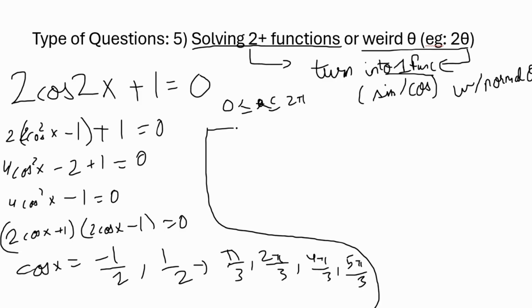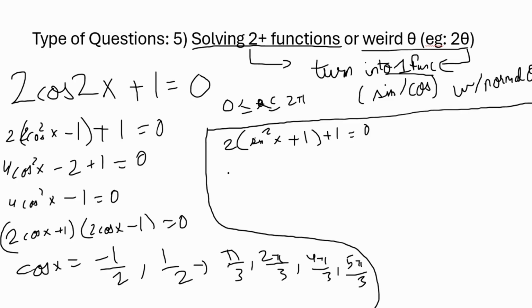The only thing that might confuse you is the difference of squares. Okay, because it becomes 2 times (1 minus 2 sine squared x) plus 1 equals 0. 2 minus 4 sine squared x plus 1 equals 0. So it becomes negative 4 sine squared x plus 3 equals 0. Now you can still do the difference of squares, so you'll see what I mean.